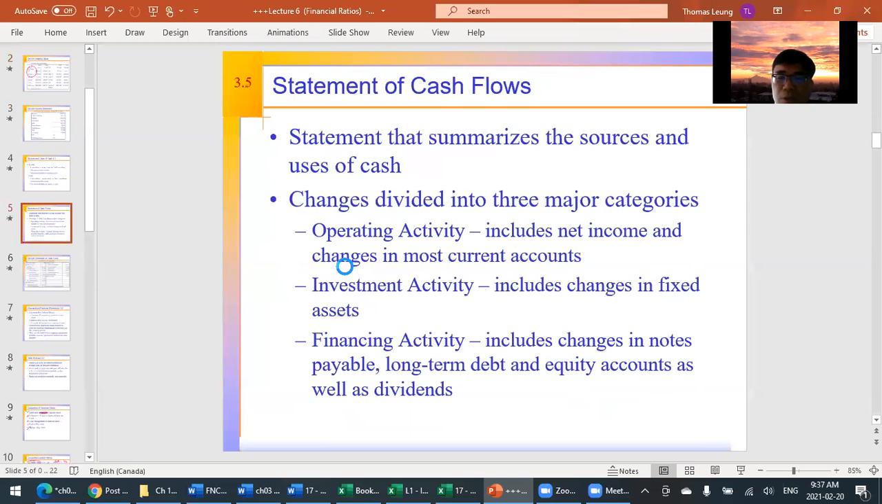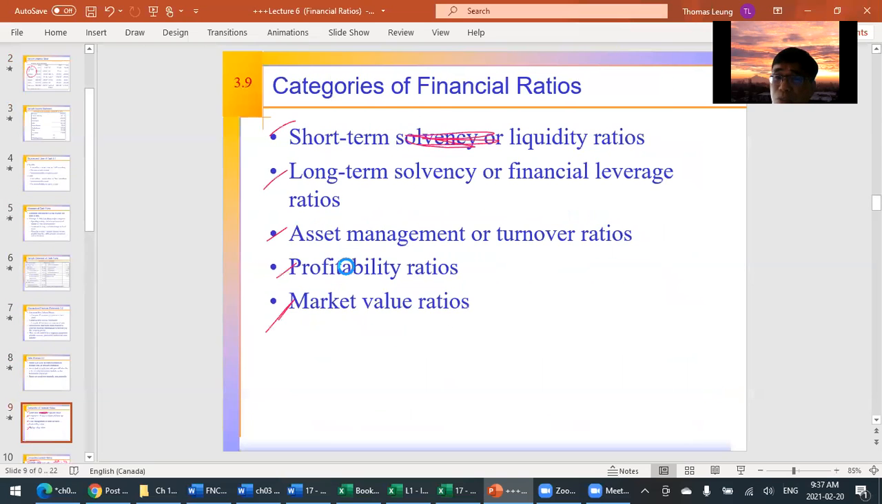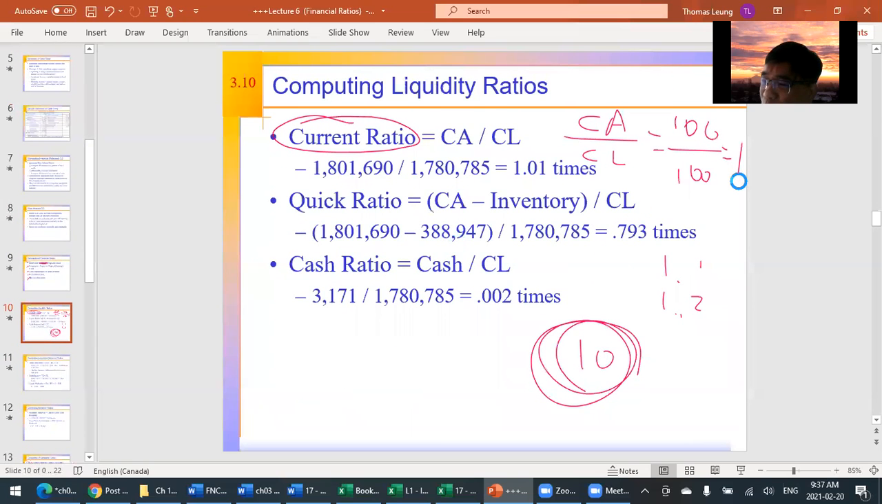So we need to make sure that the ratio is more than 1, but we never want to go to the extremes. So don't think 10 is good. 1 point something may be good.